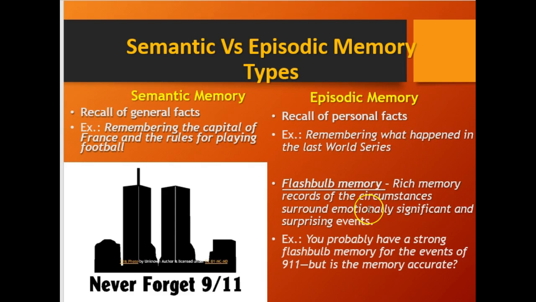Flashback memories. These are memories of circumstances that were emotional or had some significant event in your life that you will never forget, such as the memory of the events of 9/11. But is this memory accurate? Maybe. Being in a horrible tornado or involved in a hurricane. Those are episodes, episodic memories. And there are many other examples we could give.